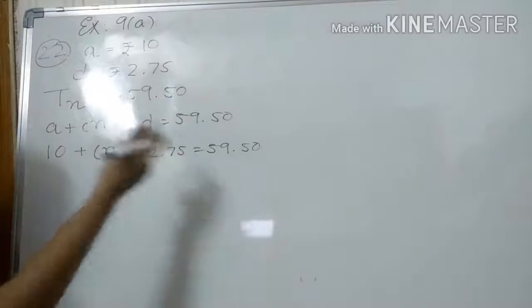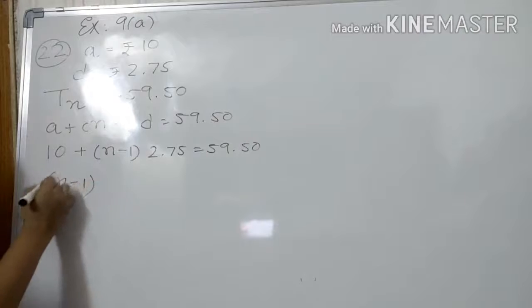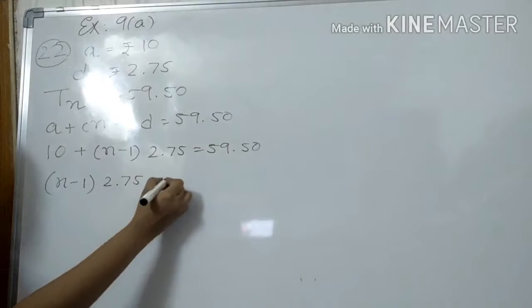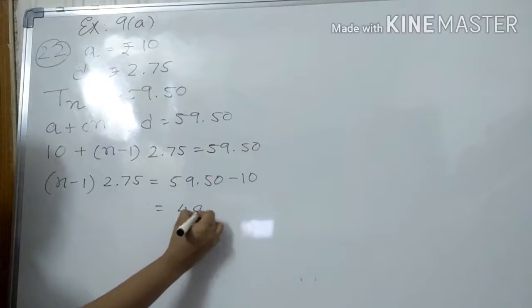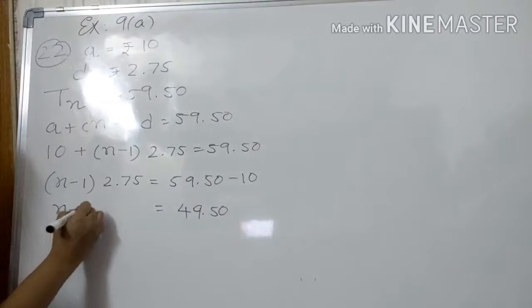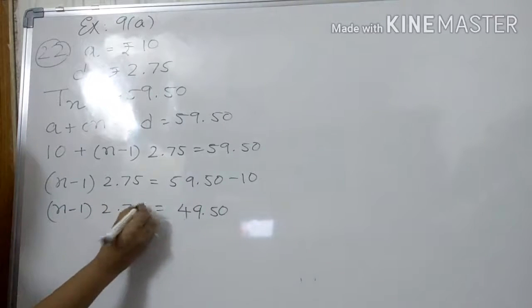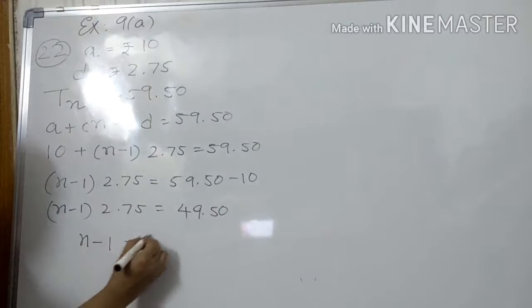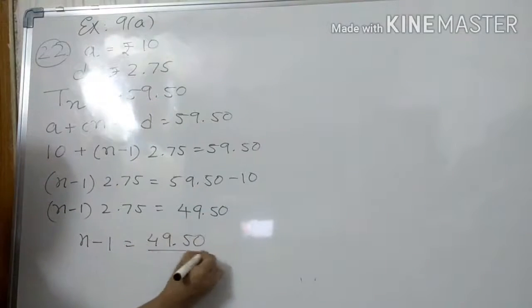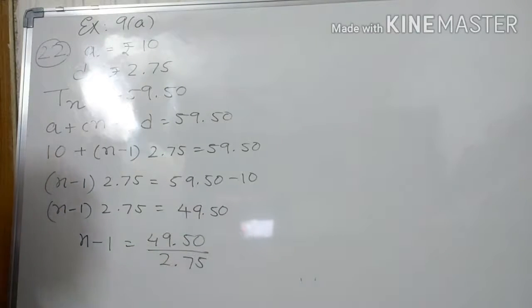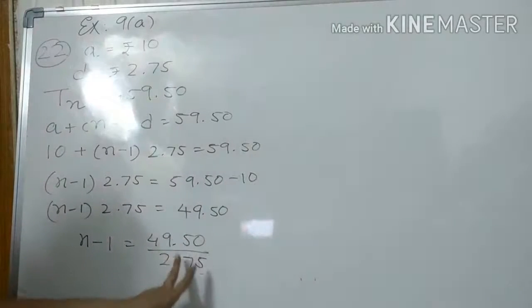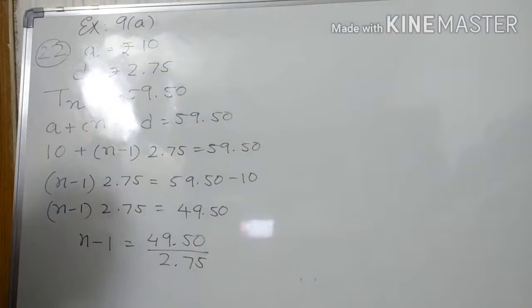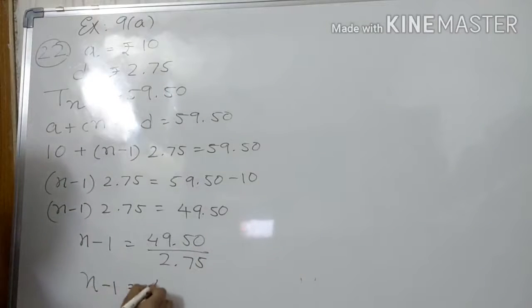This 10 I'll take on other side. So here I get n minus 1 into 2.75 as it is, and this 59.50 minus 10, that is 49.50. Left hand side as it is. Now I'll divide on right hand side. So I get 49.50 divided by 2.75. So here after the decimal point, places are 2 upside and down also. So we can remove our decimal point. So I get 4950 divided by 275.